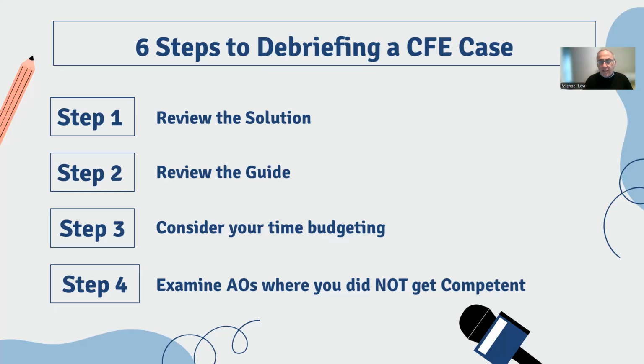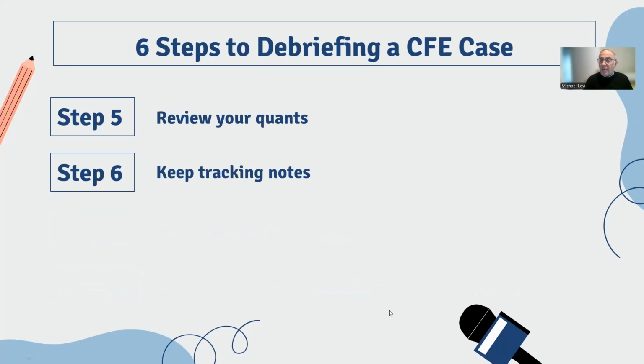So the steps we're going to go through are as follows. The first step is to review the solution. The next step is to review the guide. The third step is to consider your time budgeting. Step number 4 is to examine AOs where you did not get competent. Step number 5 is to review your quants. And step number 6 is to keep good tracking notes. What I would like to do now is go through each of these steps in detail.